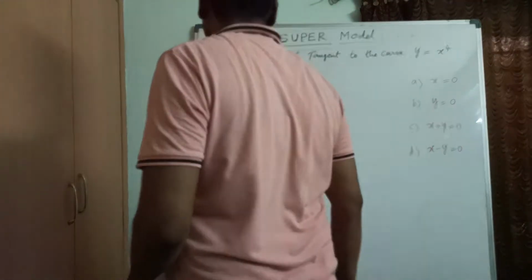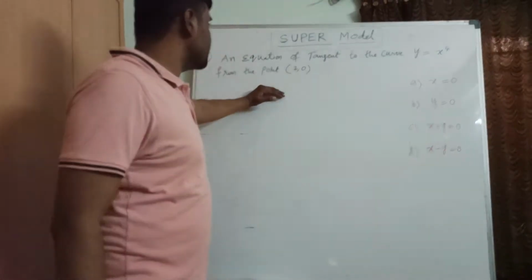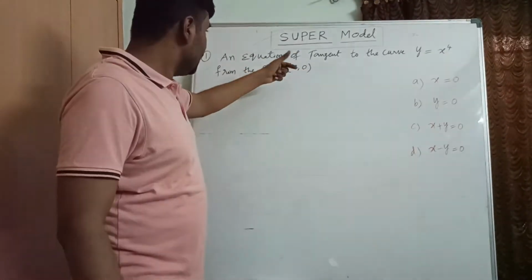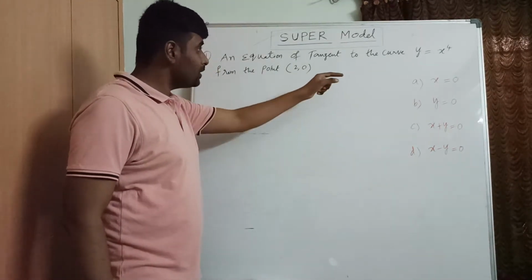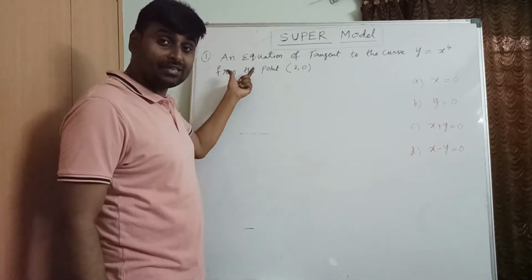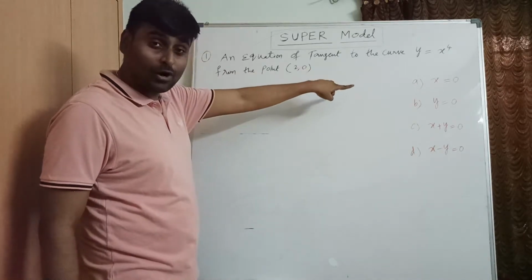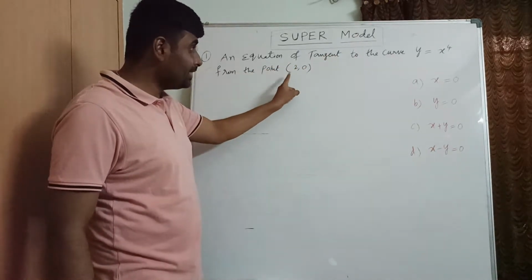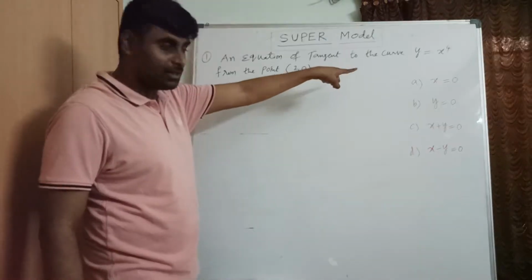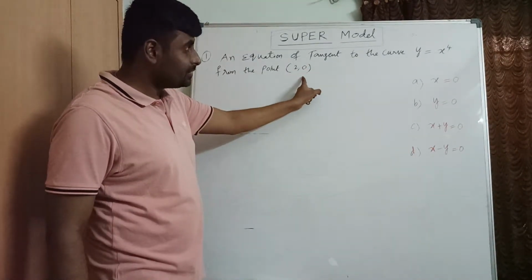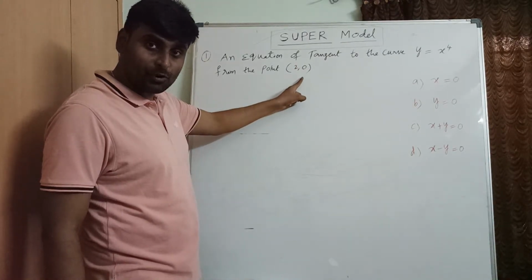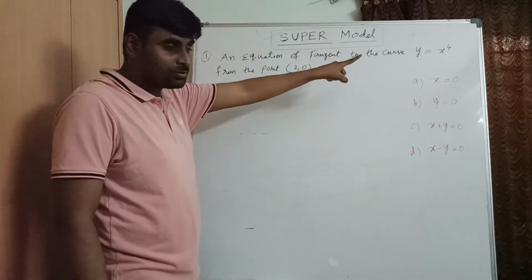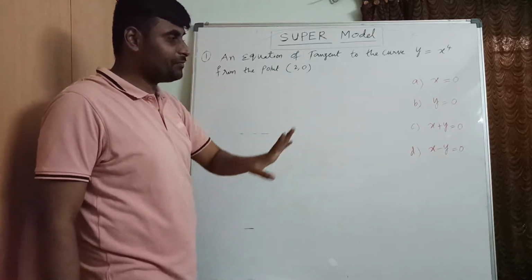Now let us look at the first question in this model. Find the equation of tangent to the curve y equals x power 4 from the point (2, 0), not at a point on the curve. You can check it out: (2, 0) does not lie on the curve. This is an outside point. From this outside point, a tangent is drawn to that curve. That equation we are finding.